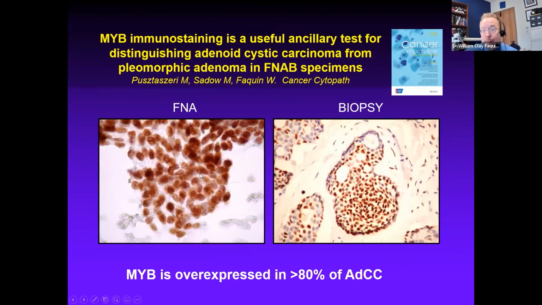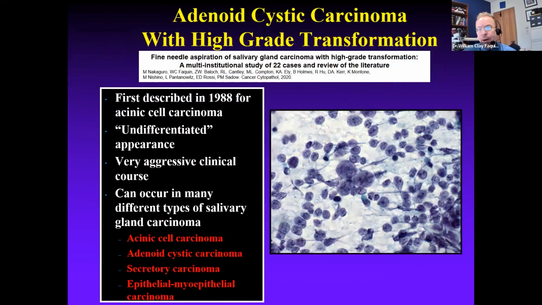The MYB immunostain does work pretty well. It's a nuclear stain, and if I see both diffuse MYB positivity and diffuse CD117 positivity, that's pretty strong evidence supporting an adenoid cystic carcinoma. But again, the molecular would be the definitive way to go.